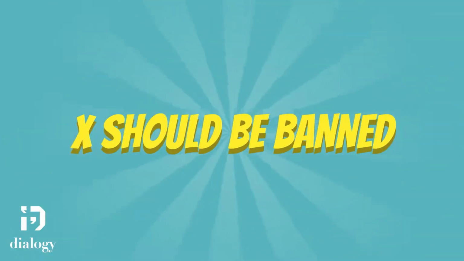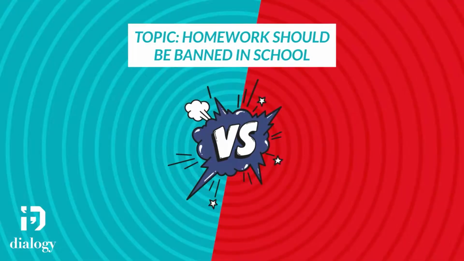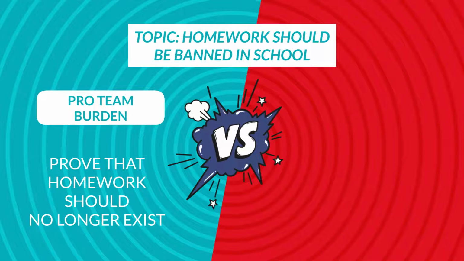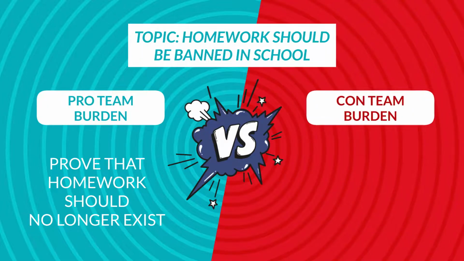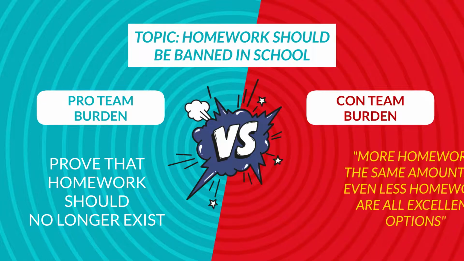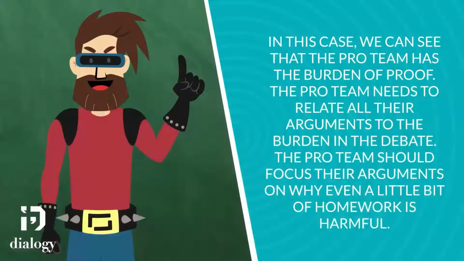Let's look at the second topic type. X should be banned. On the topic, homework should be banned in school, the pro team's burden is to prove that homework should no longer exist. This is a difficult position to defend because the pro team must prove that even a little homework each night is a bad thing. The con on this topic has a much fuller range of arguments that they can make. For example, the con could argue that more homework, the same amount, or even less homework are all excellent options. In this case, we can see that the pro team has the burden of proof.